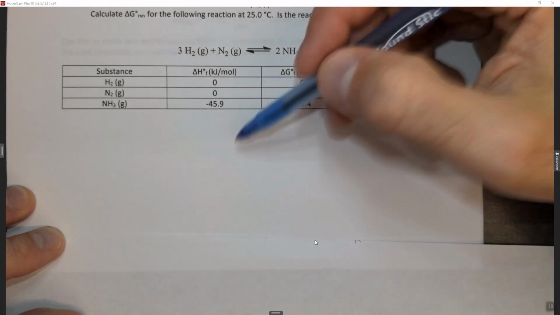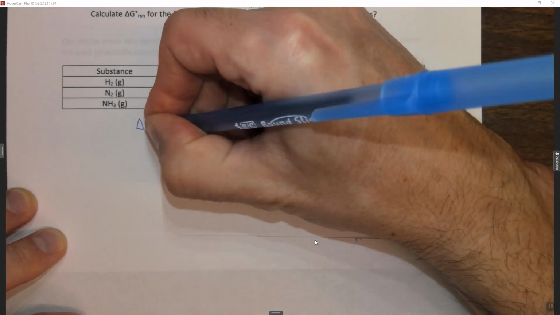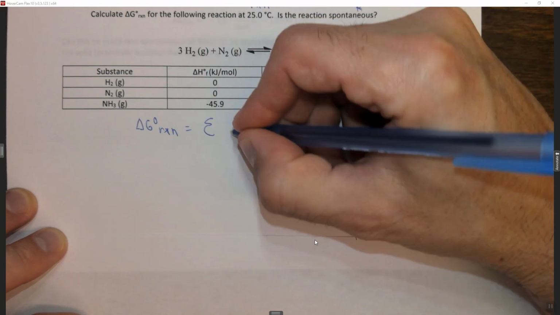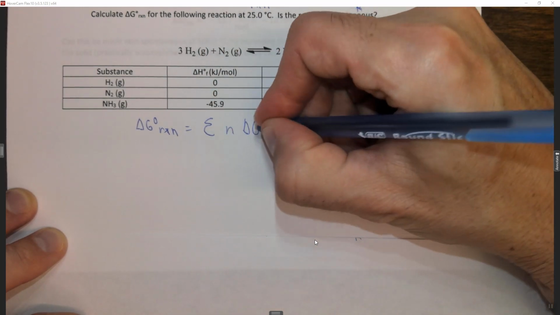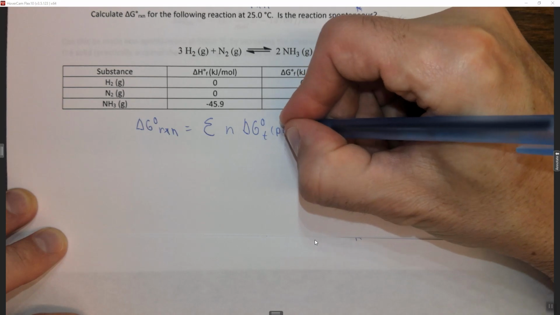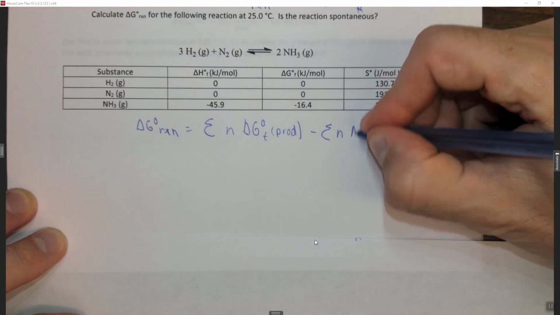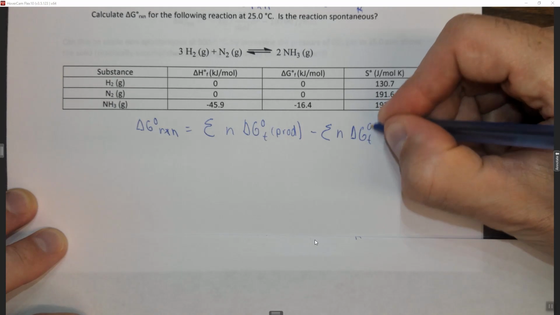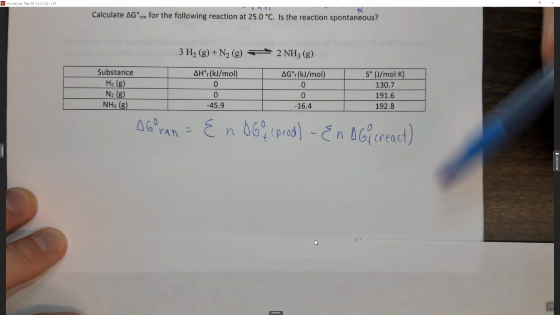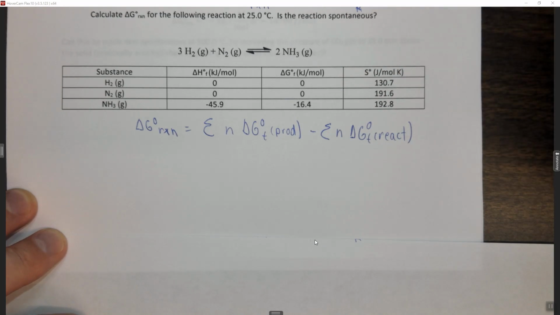All of these things are state functions, so we can use the same general formula. Delta G naught reaction equals the summation of n times the delta G naught of formation of the products minus the summation of n times delta G formation naught of the reactants. So it's again products minus reactants, just like in the previous example, because these are all state functions. This is all perfectly valid things to do.